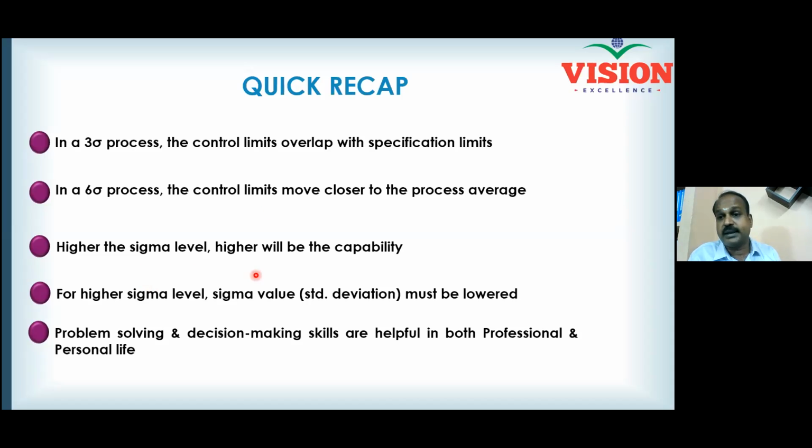Higher the sigma level, higher will be the capability. Sigma level is different from sigma. Sigma level speaks about your capability. Sigma speaks about variation, the inconsistency. So your sigma should be reduced to impact your sigma level positively. Problem solving and decision making skills are very, very helpful for your professional success as well as personal success.